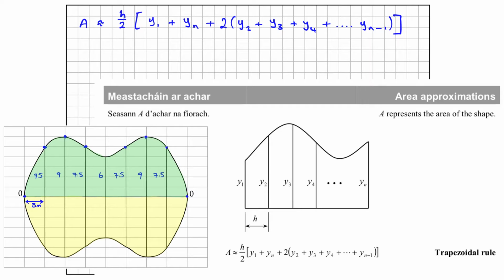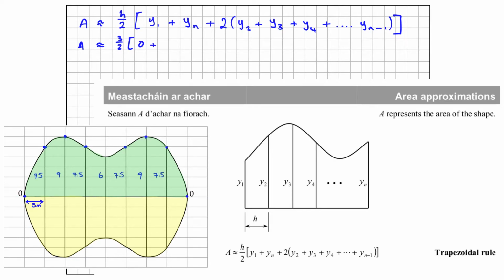So we'll start off by saying that the area will be equal to h over 2. In this case, we know that h was equal to 3, so we can say 3 over 2. We open the big brackets. We put in y1. Look at what y1 is in your log tables. It shows you there. It's the first value, which is 0 in our case. So we can put 0 in.